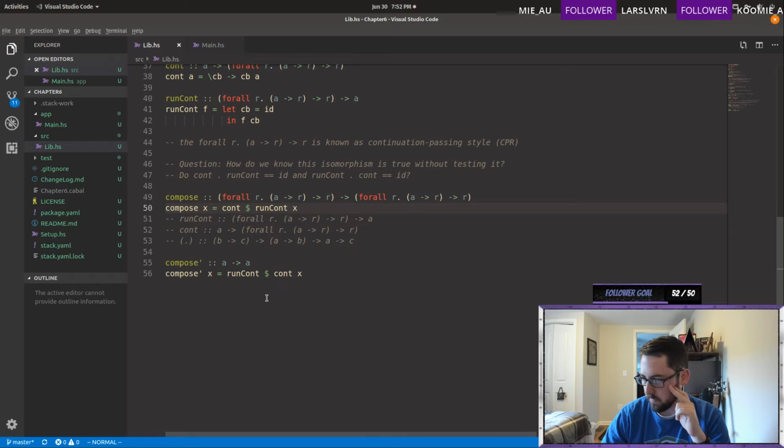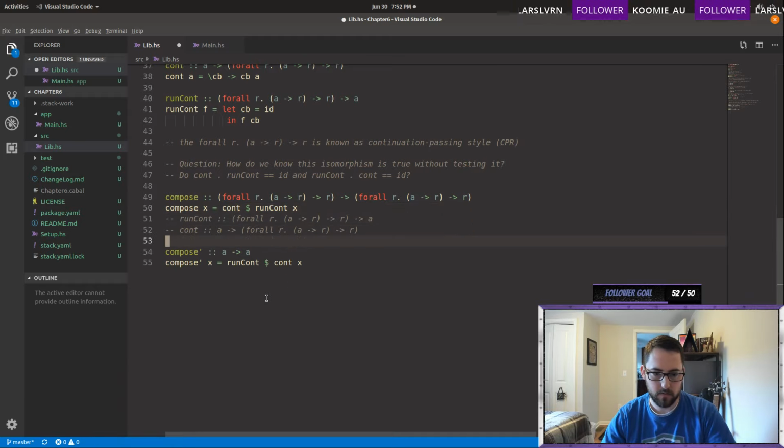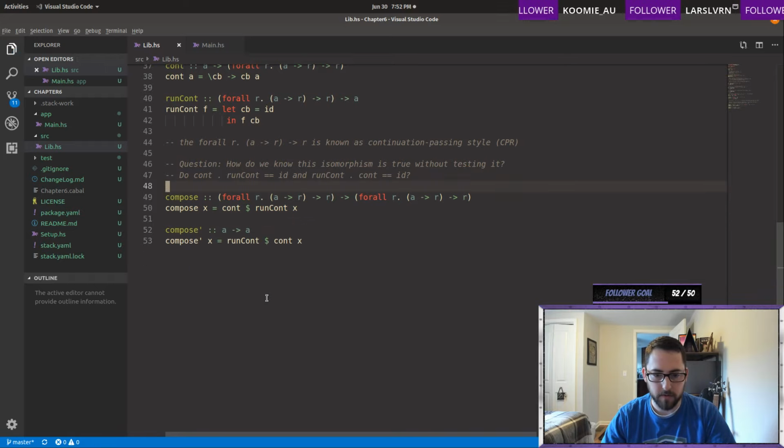Okay. This is kind of tricky. For me, anyway. I don't know what to write here.